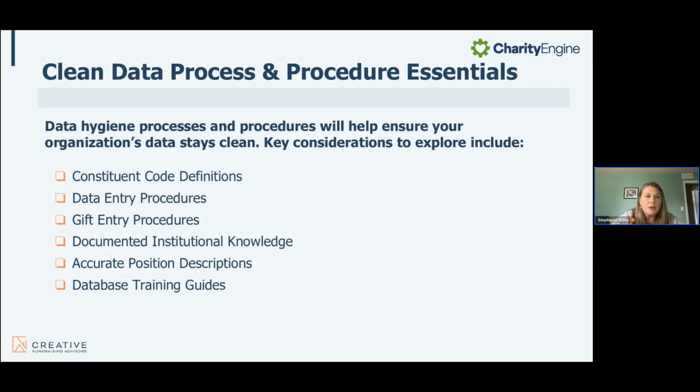Now I want to talk about, again, I mentioned some of my favorite processes and procedures. I have a brain that thinks in processes and procedures. I know that this isn't where everybody shines, but I love it. And so my favorite ones that you should consider are, first, constituent code definitions.